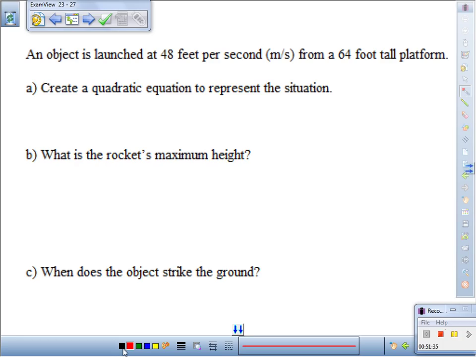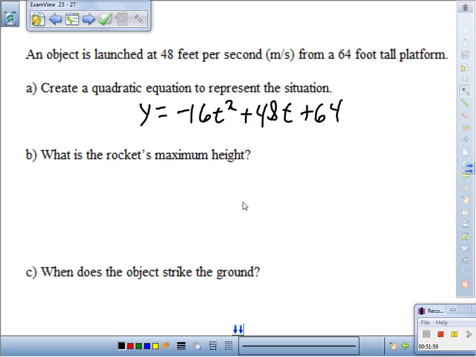Maisha, go. Very good. Y equals negative 16t squared plus 48t plus 64. Hands if you got up to right there. That is correct. Next, it says, what is the maximum height?